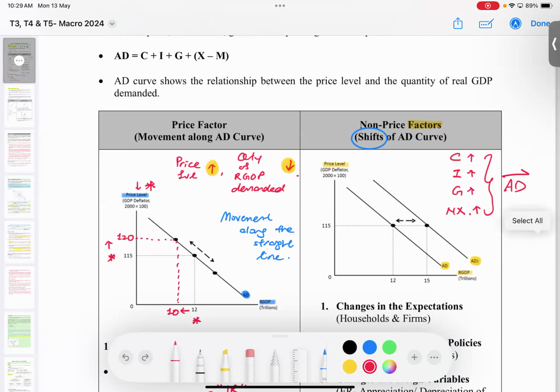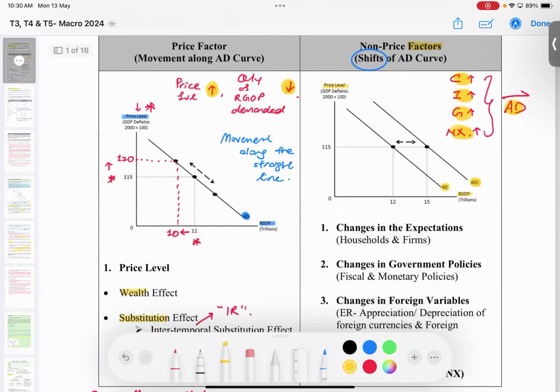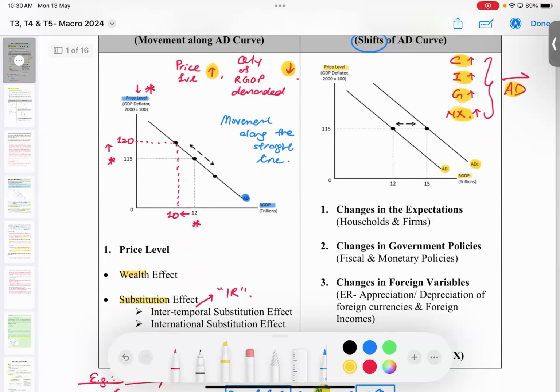So my point is, when you look into non-price factors, as long as we are referring to any of these components increasing or decreasing, that means it will result in the shift of the AD curve. Below here are just some examples. The first one is changes in expectations. If households and firms are optimistic about the future economy, they start to spend more and invest more. They start to spend more and invest more not because of the price level, but because of their expectations, their optimism. Therefore, that is what we call non-price factors.